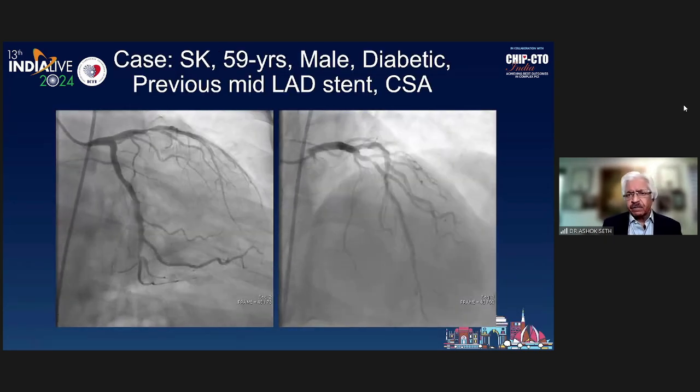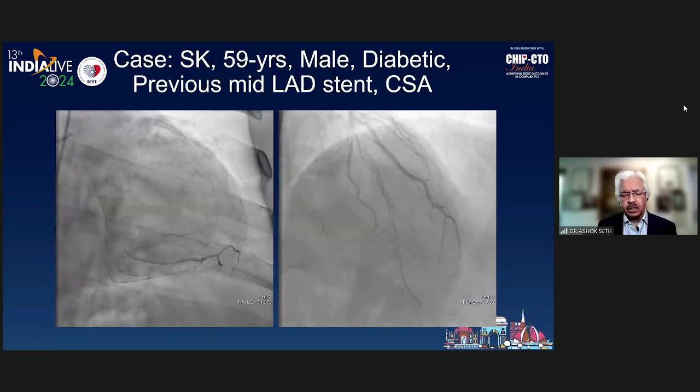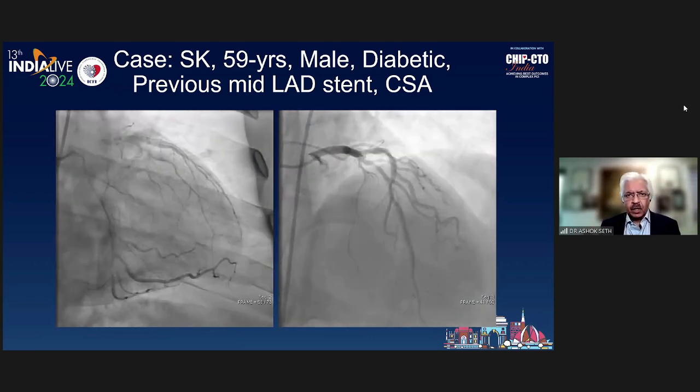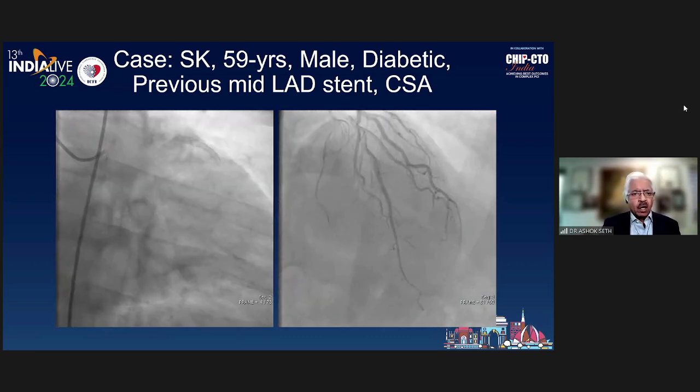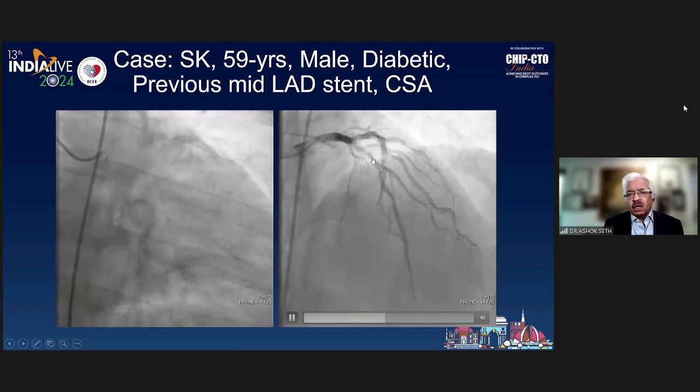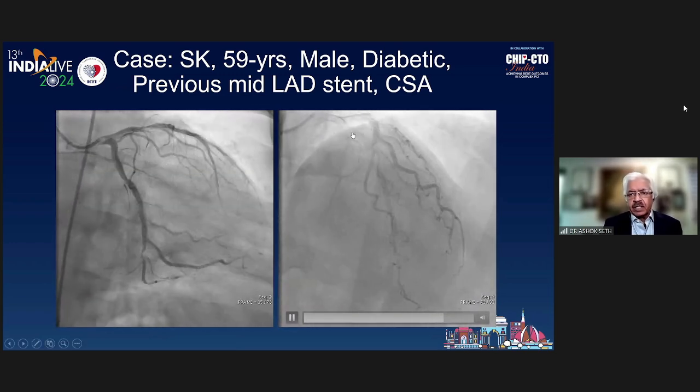This is an illustrative case which will take me to my last algorithm, which I have to show you, the imaging algorithm. If you had imaging, how do you actually take it forwards? And this is what looks like a discrete, I mean, that is like a Fellow's lesion, a discrete proximal LAD.